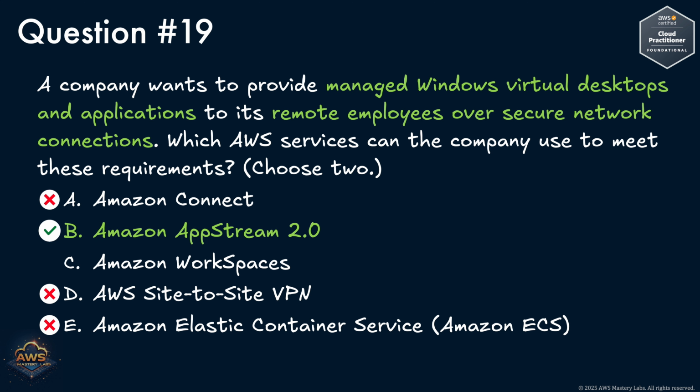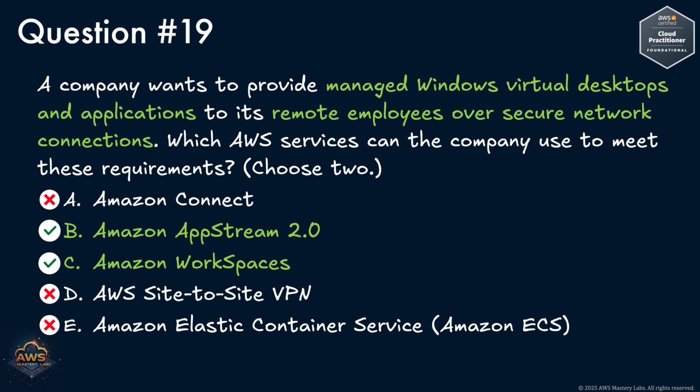Option B, Amazon AppStream 2.0. Amazon AppStream 2.0 is a fully managed application streaming service. It enables the secure delivery of desktop applications from AWS to any device running a web browser. This service is ideal when a company wants to allow users to access specific applications, like Microsoft Office or custom Windows-based tools, without deploying full desktops. Option B is correct, because AppStream 2.0 is designed for securely streaming Windows applications to remote users.